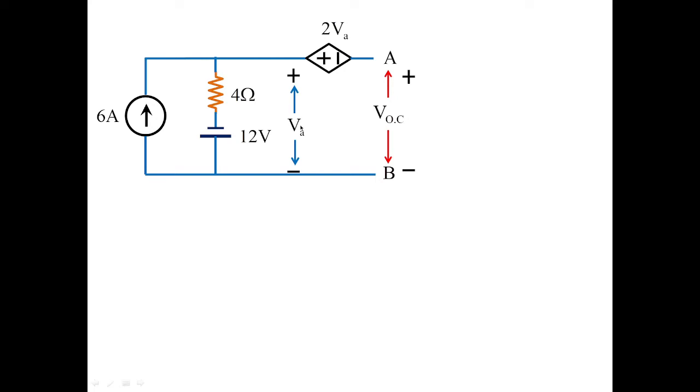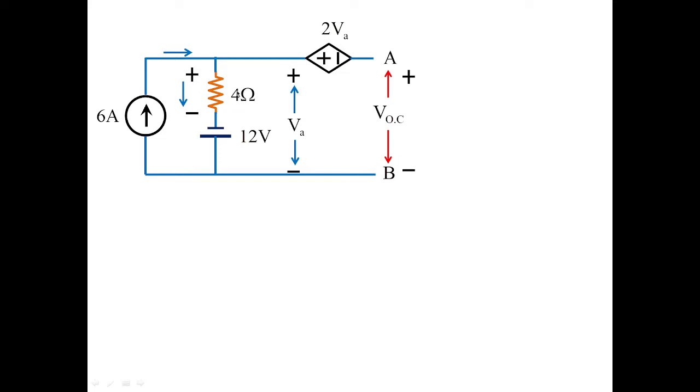Now we have to find VA. If the current is flowing in this fashion, 6 amperes, it would flow in 4 ohms in series with 12 volts, and that current will circulate in this loop only, and this is open circuited, so current will not flow in the open circuit. So if 6 amperes is flowing in this, it will generate a voltage in this fashion.